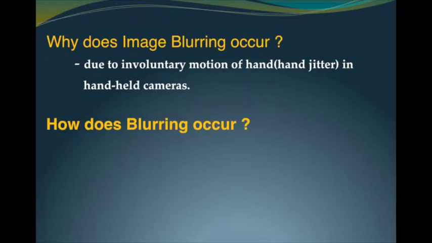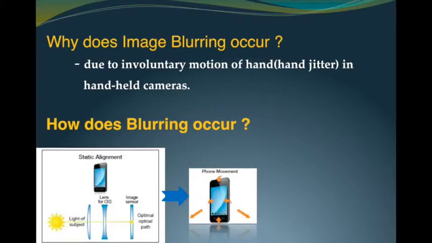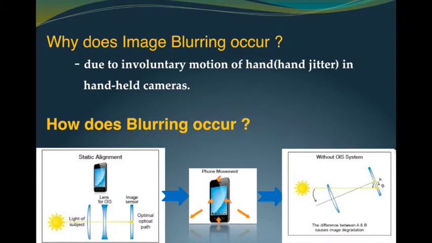Now we will see the technical reasons behind the image blurring. In static alignment, a light ray coming from an object falls on one pixel in an array of pixels, whereas the motion of the hand causes the light cone to get distributed over the pixels. This occurs on the whole image sensor, causing blurring.